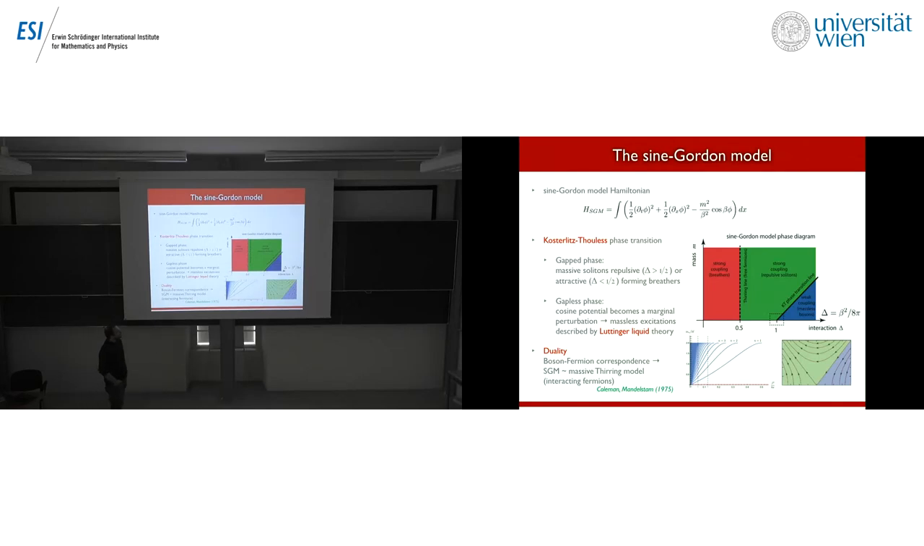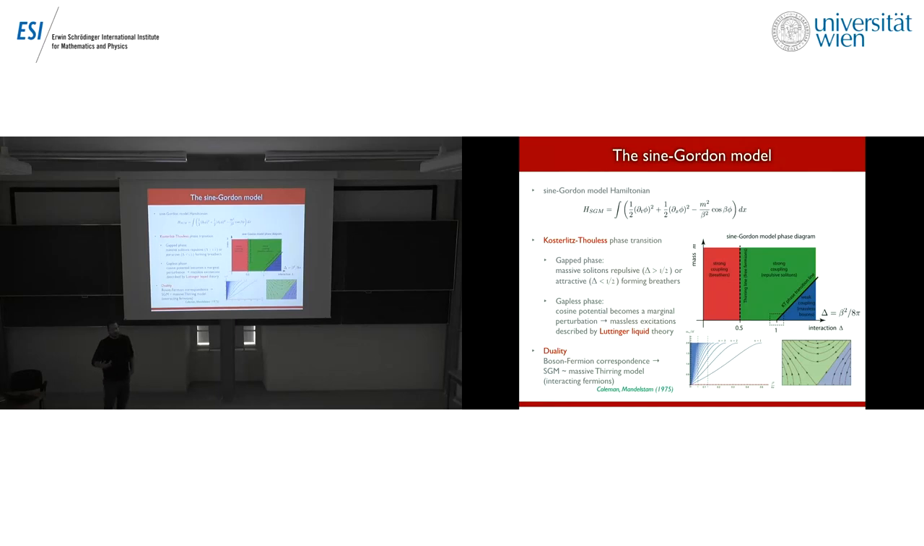In this diagram, you can see that by changing the interaction, we can go into the massless region, the massless phase, which is the blue triangle at the corner. While the red and the green areas are massive phases, with the difference being that in the green area, solitons are repulsing each other, while in the red area, they are attracting each other. And the dashed line shows the position of the so-called Thirring line, or the free fermion line.